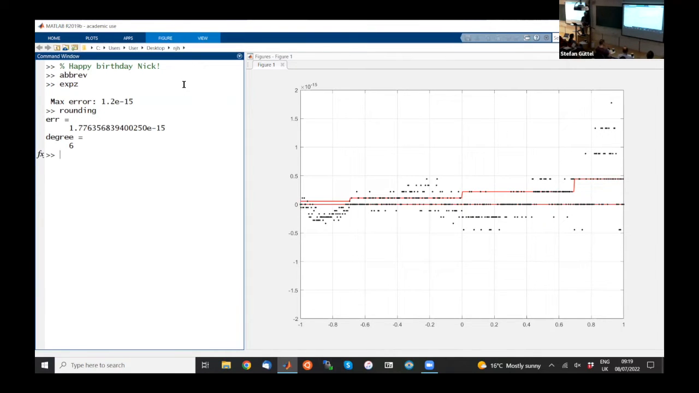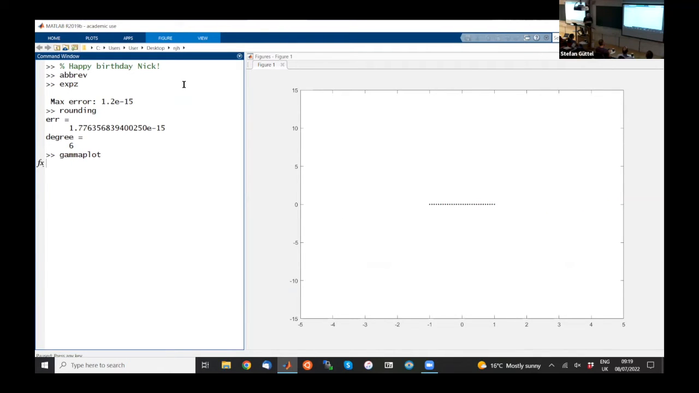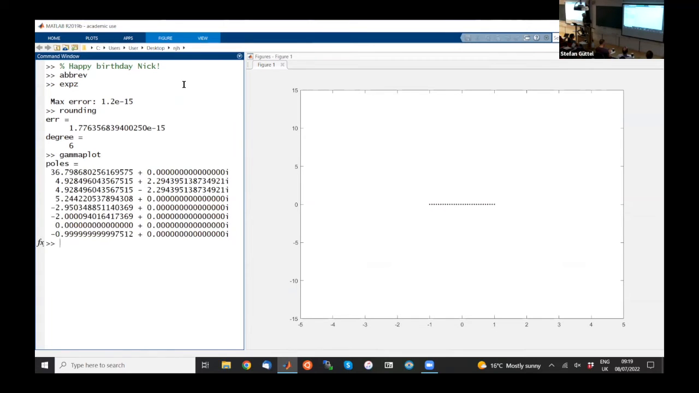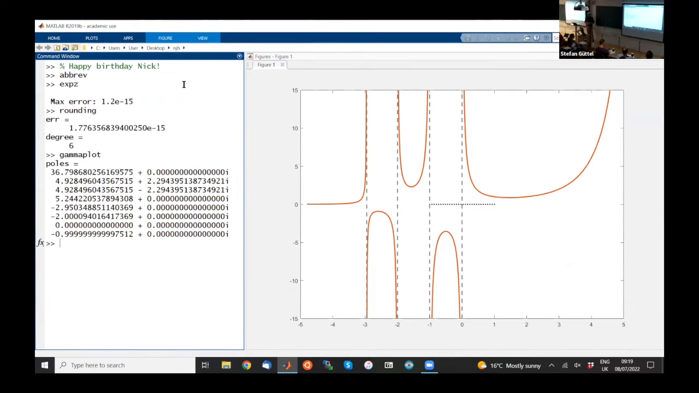Now, rational functions are famous as a technique for finding poles. So the next example, called Gammaplot, takes 30 points on the unit interval as our sample, and it just samples the gamma function at those 30 points. And then it plots the resulting rational function on a wider domain. So you can see that it looks like the gamma function.